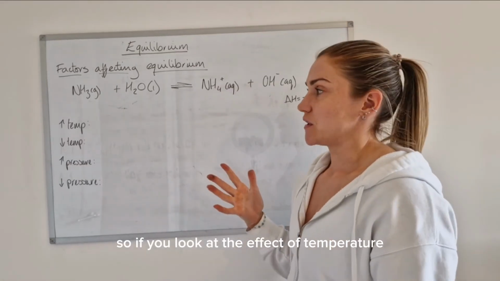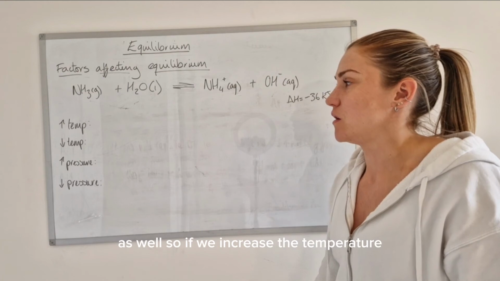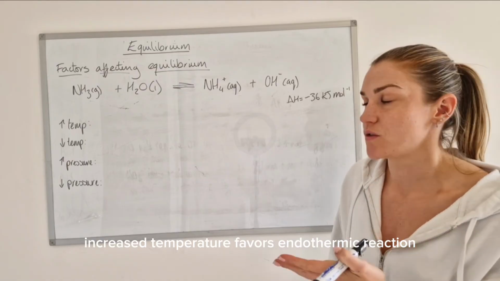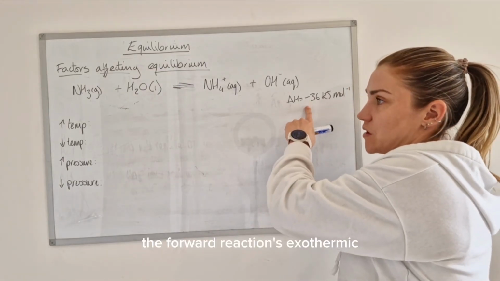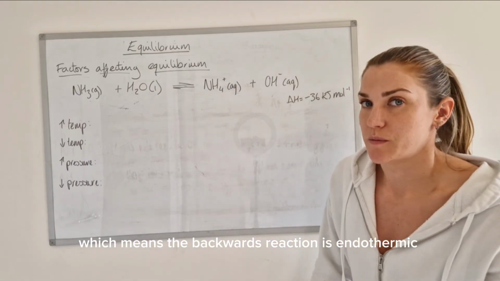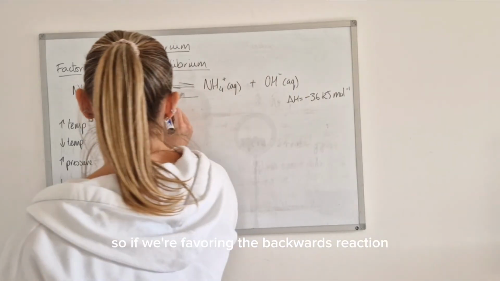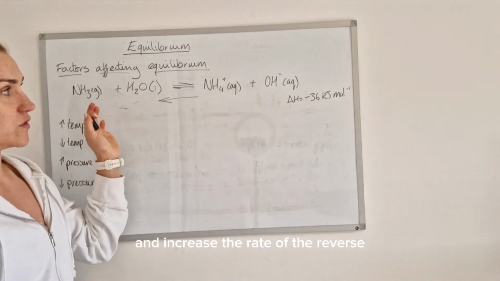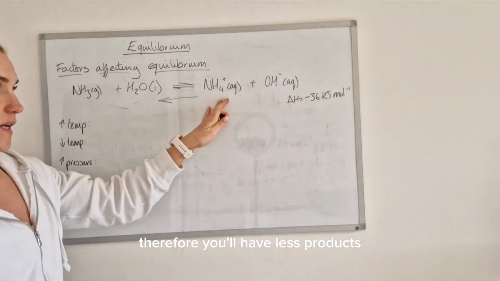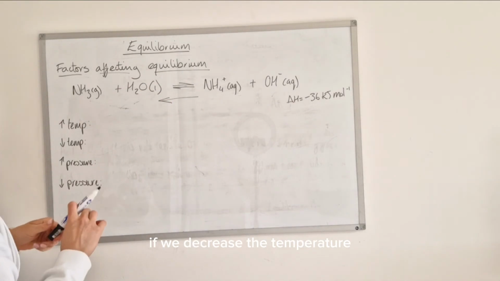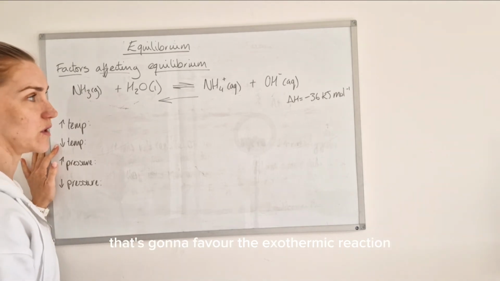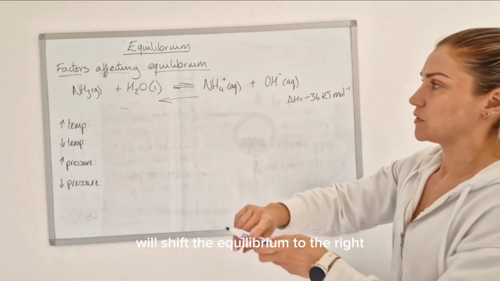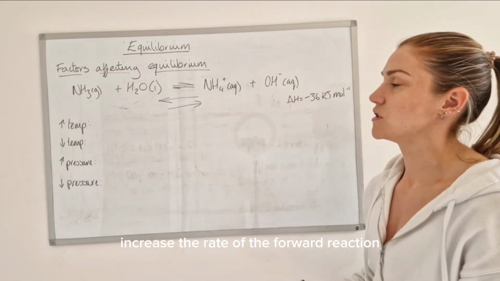So if we look at the effect of temperature and pressure on this equilibrium as well, so if we increase the temperature, remember increased temperature favours the endothermic reaction. The forward reaction is exothermic, which means the backwards reaction is the endothermic one. So if we're favouring the backwards reaction, then the equilibrium is going to shift left and increase the rate of the reverse or backwards reaction, therefore you'll have less products. If we decrease the temperature, that's going to favour the exothermic reaction, which is the forward one. So a decrease in temperature will shift the equilibrium to the right, increase the rate of the forward reaction and make more products.